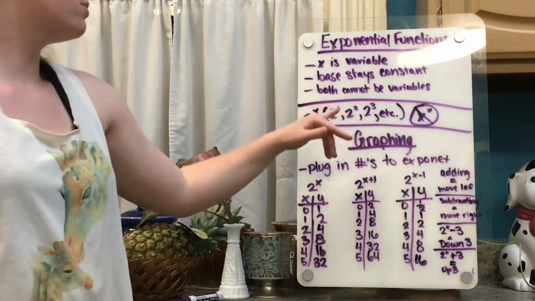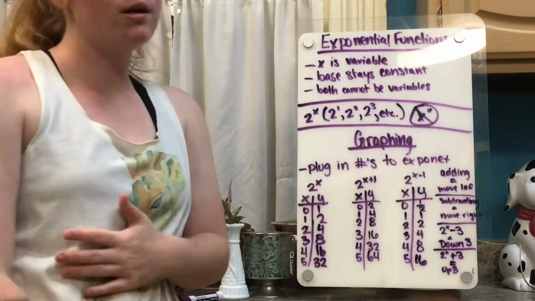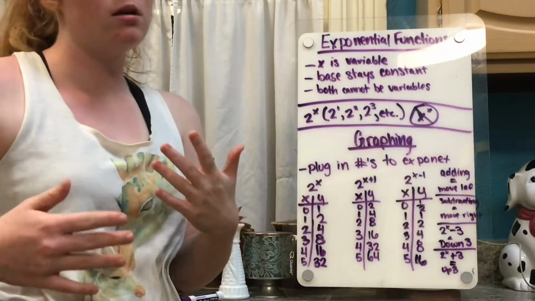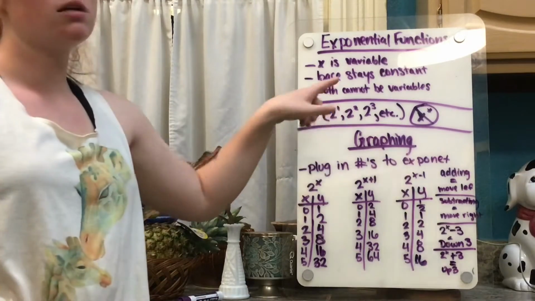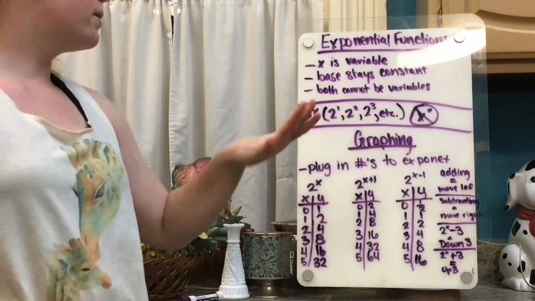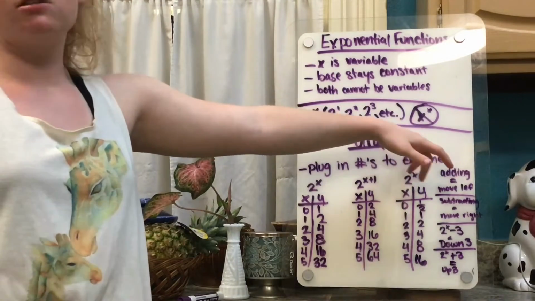and within 2 to the x power, it'd be 2 to the first, 2 to the second, 2 to the third, and so on, and the number can be negative. So it could be 2 to the negative first, 2 to the negative second, and 2 to the negative third. But when I say both cannot be variables, that would be when x is to the x power.